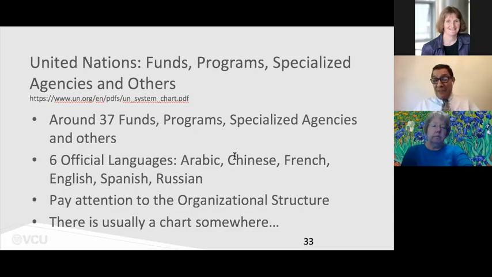One tip I have learned when dealing with international organizations, like this one, is to pay attention to their organizational structure. Somewhere, there is always an organizational structure link. There's usually a chart somewhere. And this is very helpful, okay? This is very helpful when you want to identify the specific programs that you want to investigate, okay?